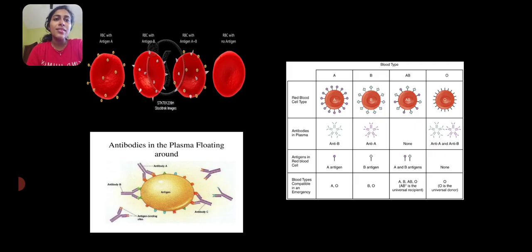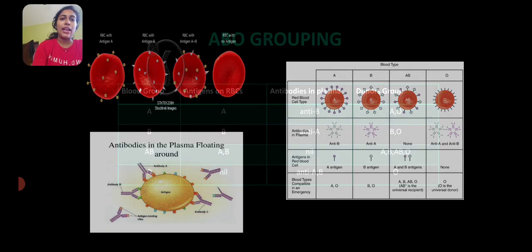And fourth picture, the RBC which has no antigen. Similarly, a recipient whose plasma produces a different kind of protein, that is antibody A, antibody B. So on the basis of this antigen A, antigen B, or the antibody A, antibody B, we can classify A blood group, B blood group, AB blood group and O group.